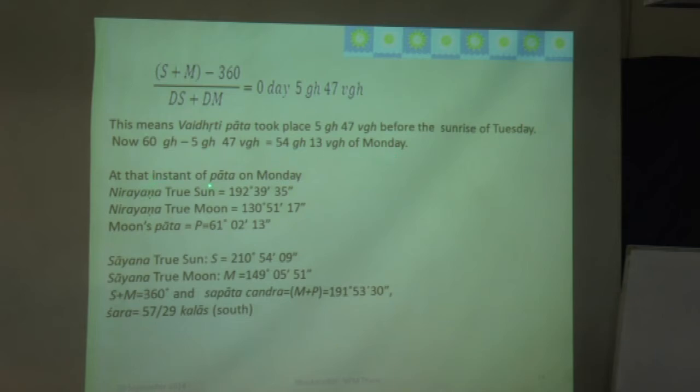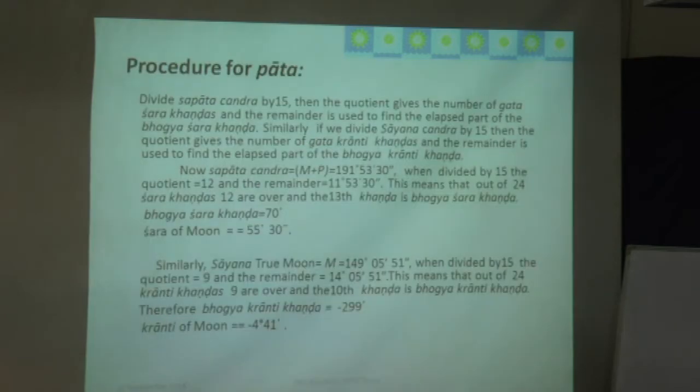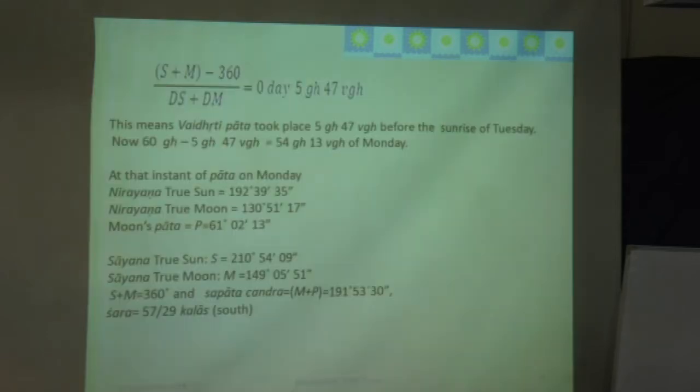At that instant of Pata on Monday, the Nirayana longitudes of the sun and the moon as well as the Pata can be given like this, and the Sayana can be obtained by adding the Ayanamsha. So we come to the conclusion that the Pata has taken place at 54 Gatis and 13 Vigatis of Monday, that is on the previous day, not on that day.